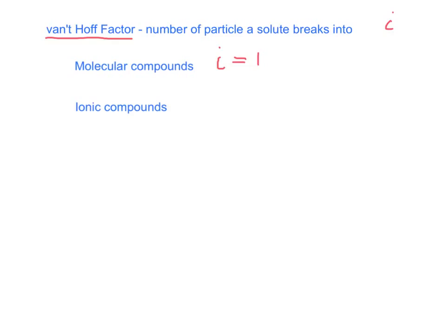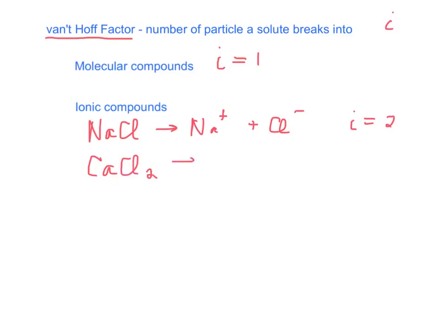Now, ionic compounds are a little more complicated. If you have something like sodium chloride, hopefully you can see that it breaks into sodium ion and chloride ion. So every time we have 1 sodium chloride, we end up with a total of 2 ions. So i is 2. If I had calcium chloride, you can see that it breaks into calcium ion and 2 chlorides. So every time I have 1 calcium chloride, I have 3 ions. So i equals 3.